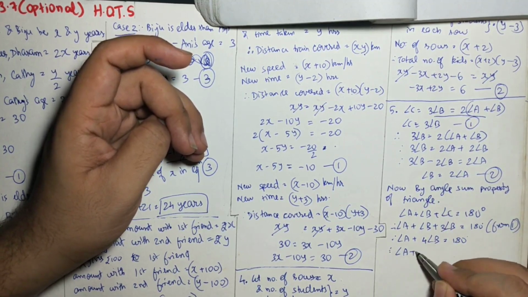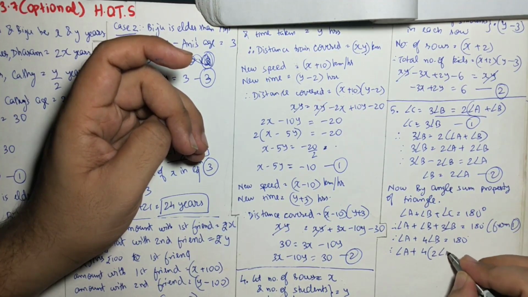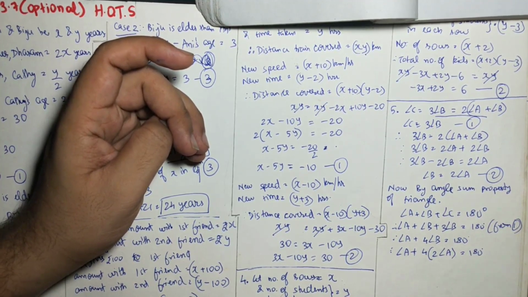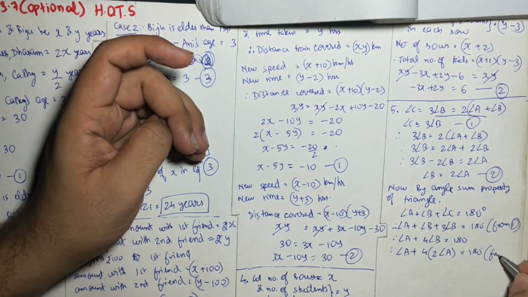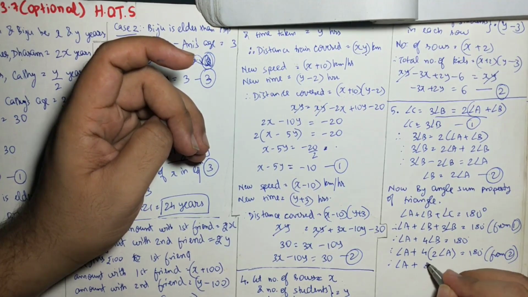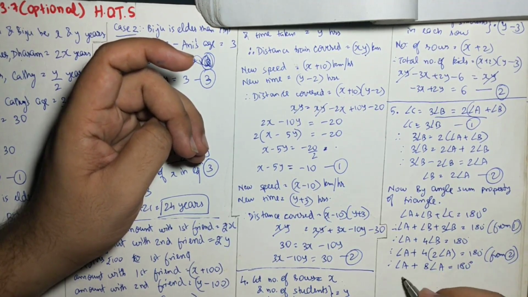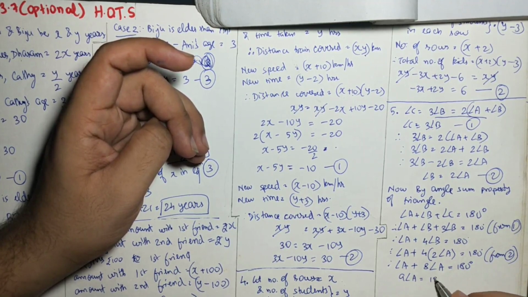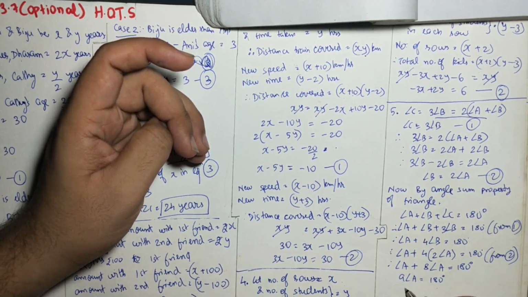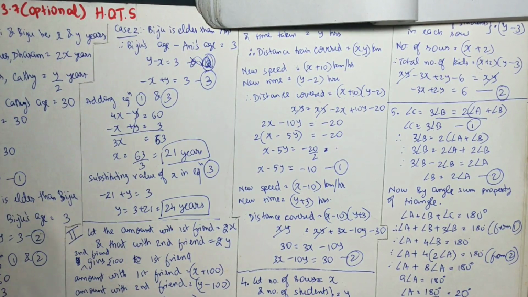So angle A plus 4 times angle B, what can we write instead? 2 times angle A equals 180, from 2. So angle A plus 8 times angle A equals 180. 1 plus 8 will become 9 times angle A equals 180. 9 will get divided. A equals 180 divided by 9, that is 20. So angle A we got as 20.